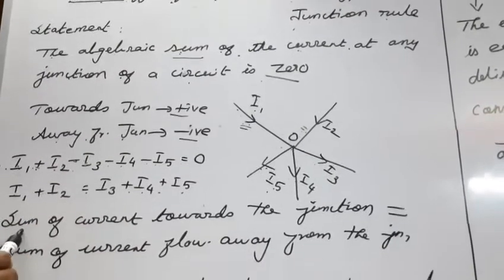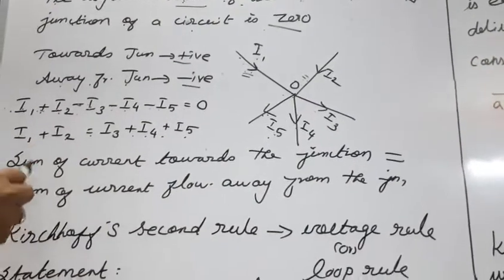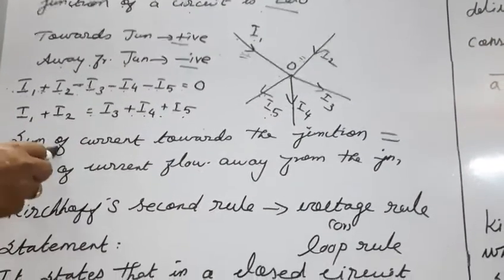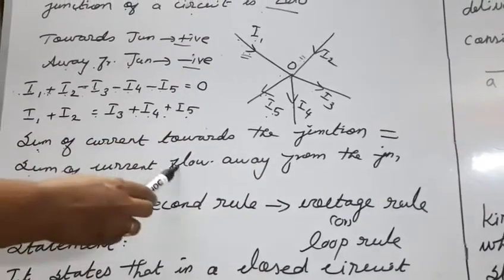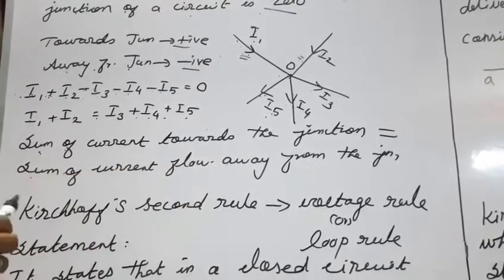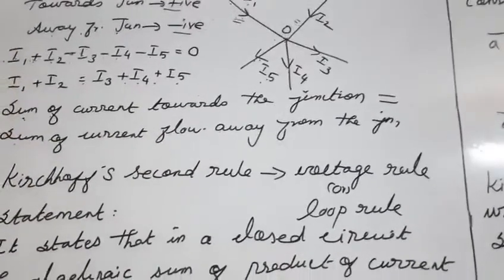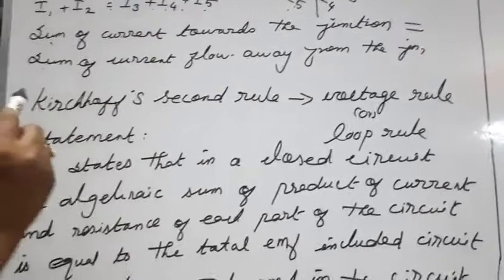So from this we again define the Kirchhoff first rule. The sum of current towards the junction is equal to the sum of current flowing away from the junction. This is known as the Kirchhoff first rule. And next we will see about Kirchhoff second rule.